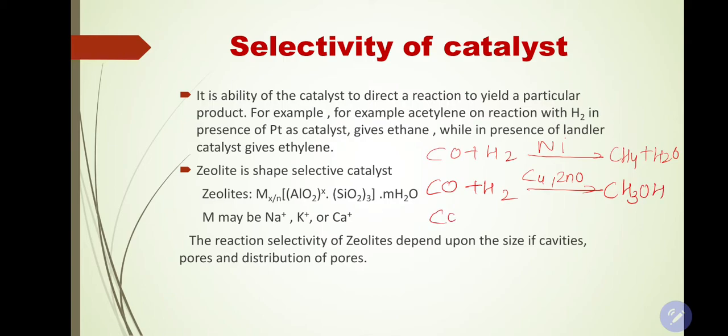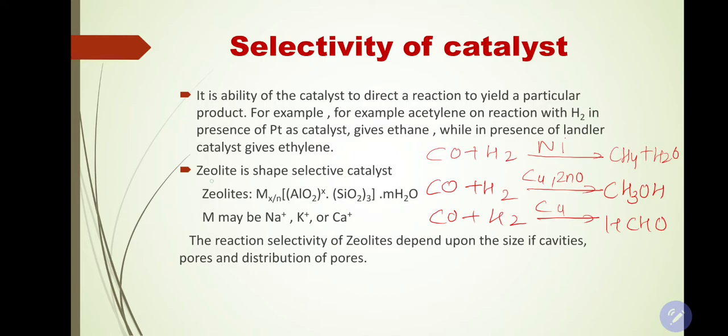And if you react carbon monoxide with hydrogen in the presence of copper only, it is going to give you an aldehyde. Here you can see the reactant is the same in all three processes, but you are changing the catalyst. Nickel will prefer forming an alkane, copper with zinc oxide will prefer forming alcohol, and copper only will prefer forming aldehyde. So this shows that catalysts are selective in nature.